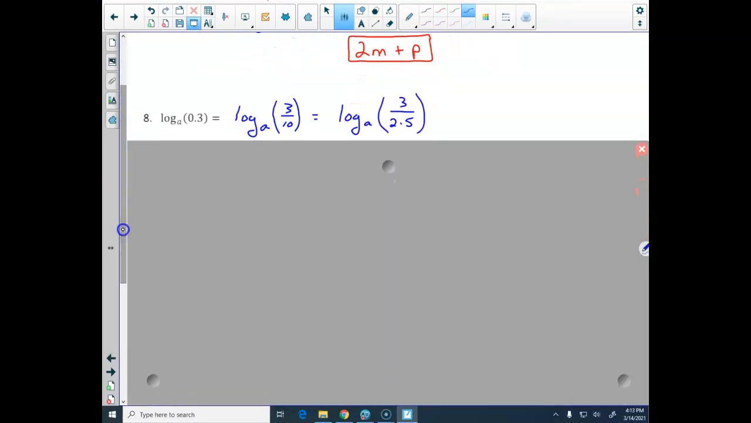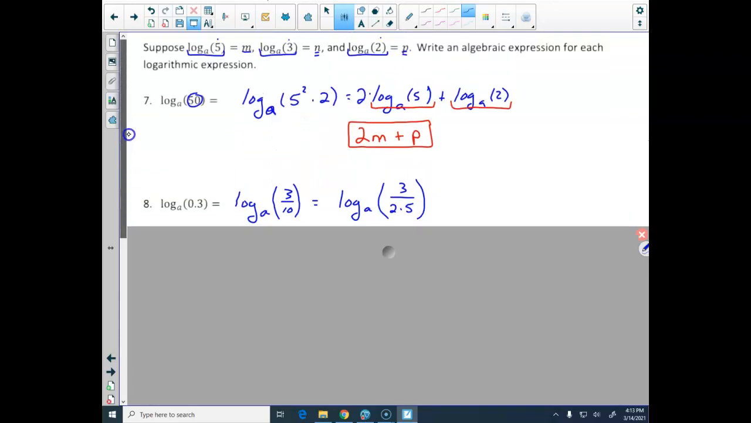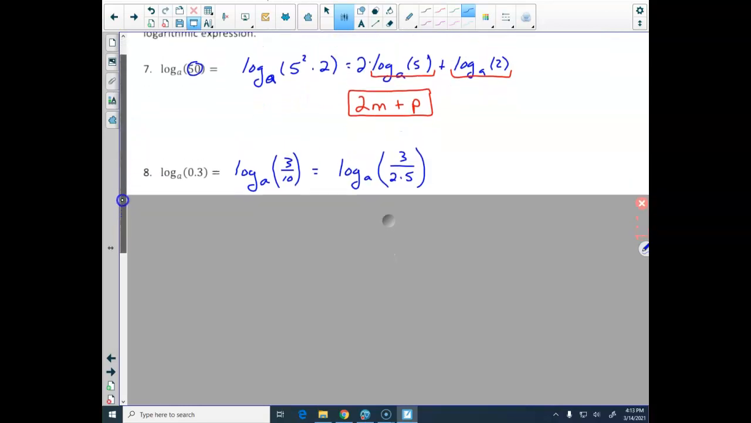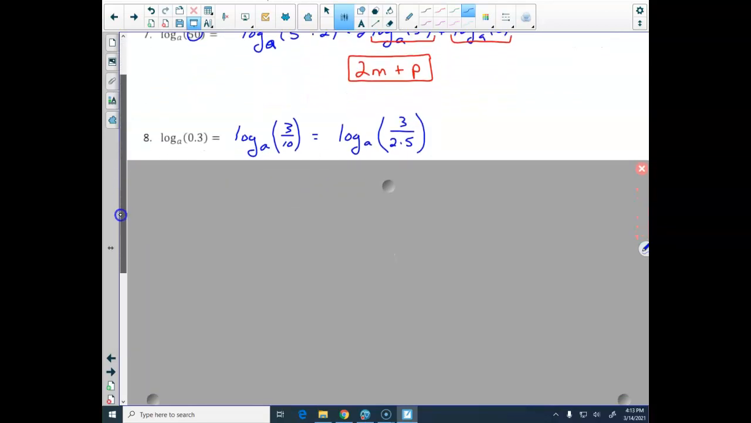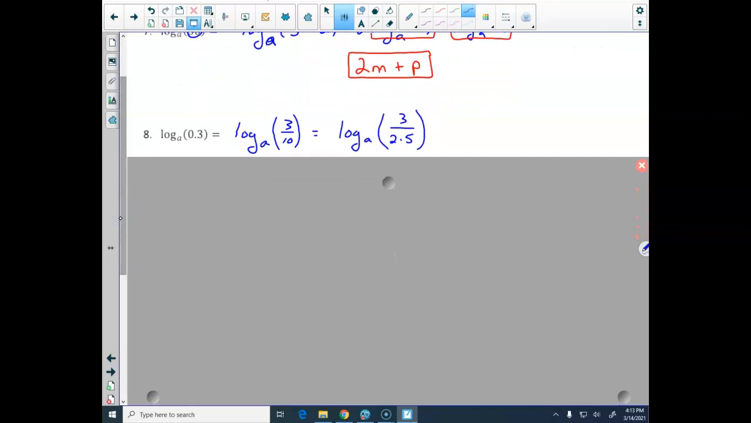Okay, sorry for the length of this. We got a lot of stuff going on today though. We're going to take that log base a of 3 divided by 10, and we want to take that 10, because remember, we need 5s, 3s, and 2s inside here, because we're rewriting them as expressions of m, n, and p. Okay, so 10 is 2 times 5.